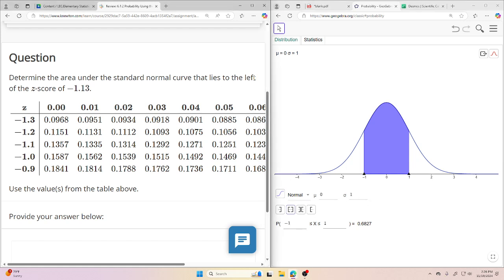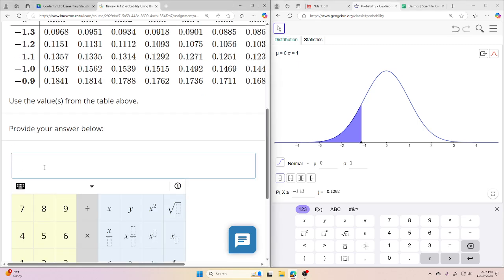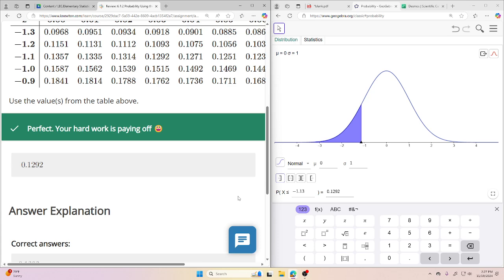And so it says left of this. So I went left. I'm going to put that in, negative 1.13. So there's my negative 1.13, and I'm on the left side of it. I'm guessing 4 decimals. There we go. That's rock and roll, easy peasy.